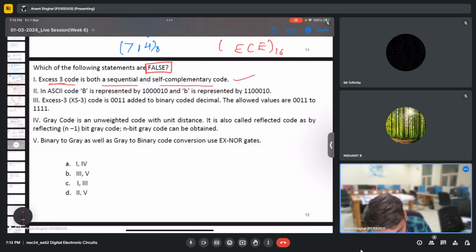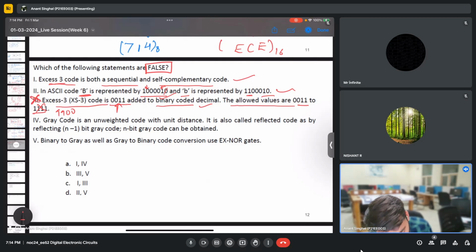So this is correct. ASCII code of B is shifted, and here we have a one extra from B. So this is also correct. Small b we will have a one extra here, which is also given. Excess-3 code for 0011: 3 is added to binary coded decimal. This statement is correct. The allowed values are from 3 to 12. Okay, so 12 is not given, it is 1100. So the third statement is incorrect.